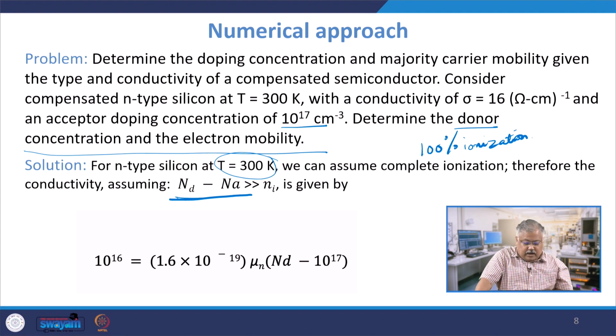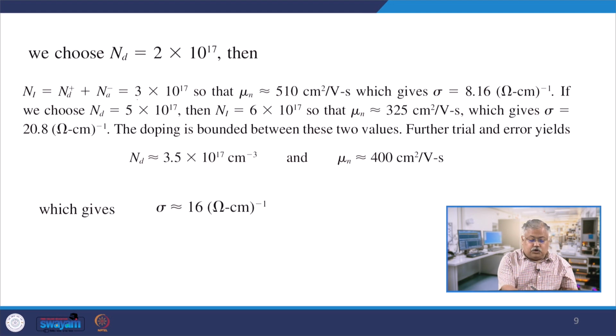We assume it to be fully ionized, and therefore we put this back into the same equation which we learned just now. At 10 to the power 16 it will be q times mu n times Nd minus 10 to the power 17. If we choose Nd equals 2 into 10 to the power 17, then we get Ni to be equal to Nd plus Na.